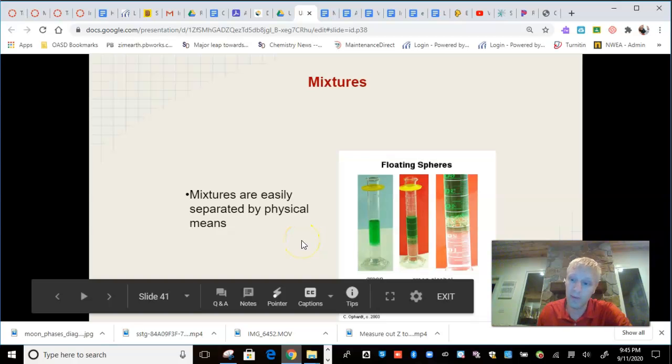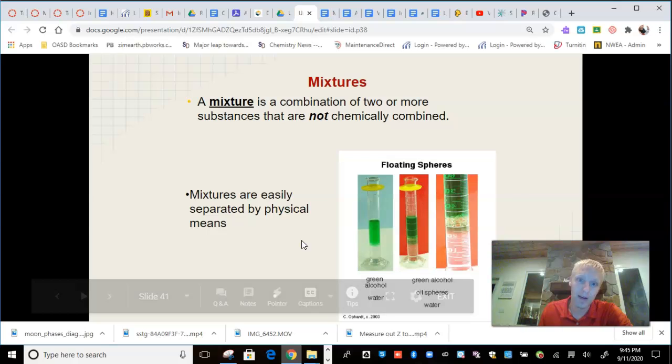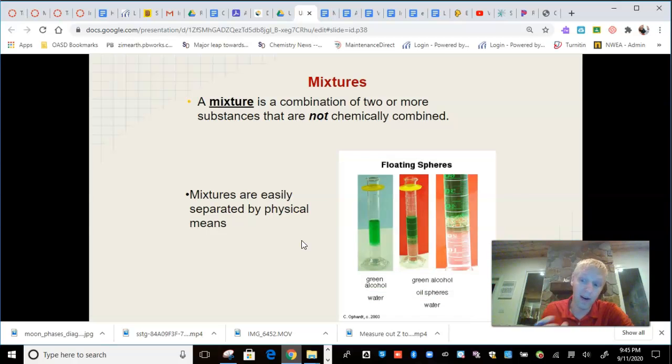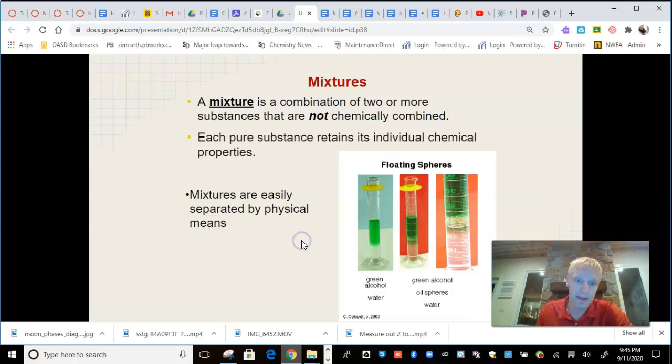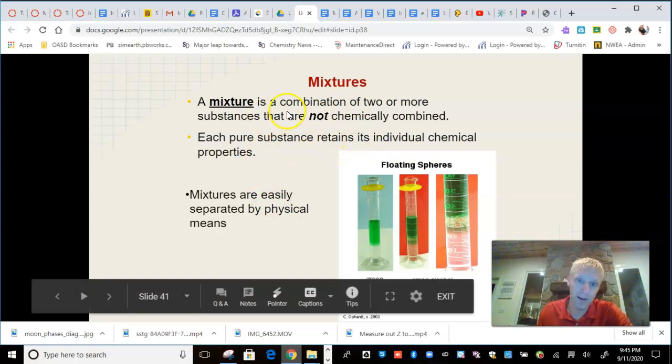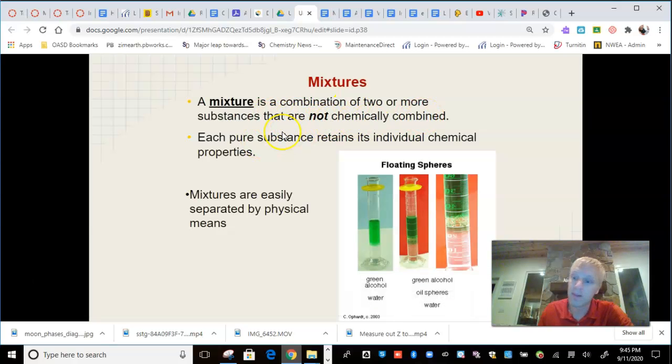Mixtures are basically when you have 2 or more pure substances together that are not chemically reacted. Where is the definition of that here? I guess here's the definition. Combination of 2 or more substances. Oh, they're not chemically combined. There it is, the definition.